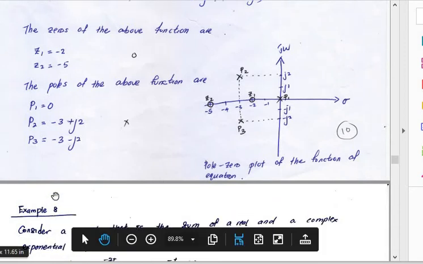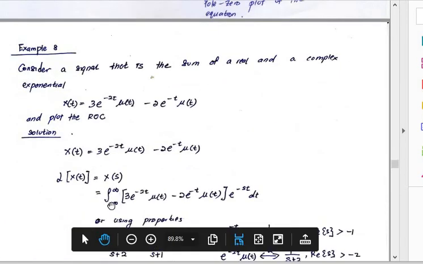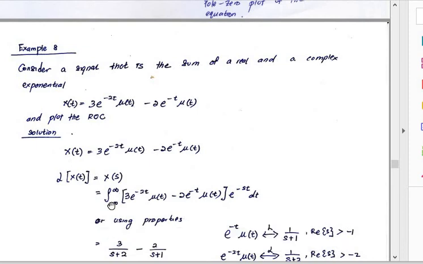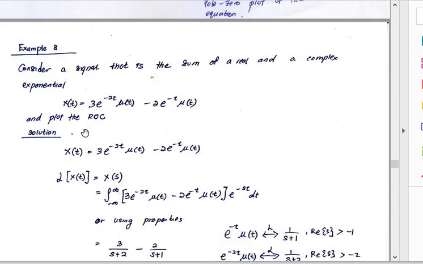So this is how you plot the zero and pole values in the S-plane. Now we look at another example. Consider a signal that is the sum of two real exponentials: x(t) = 3e^(-2t)u(t) - 2e^(-t)u(t). Then plot the ROC.